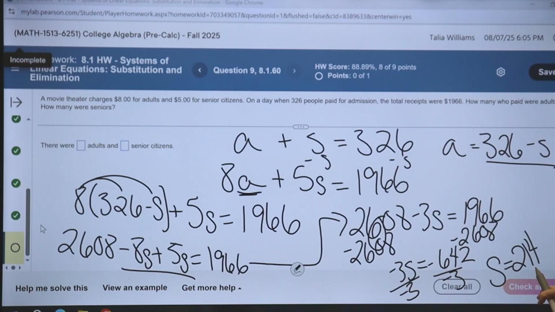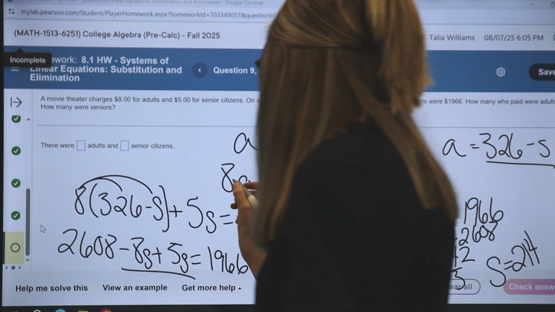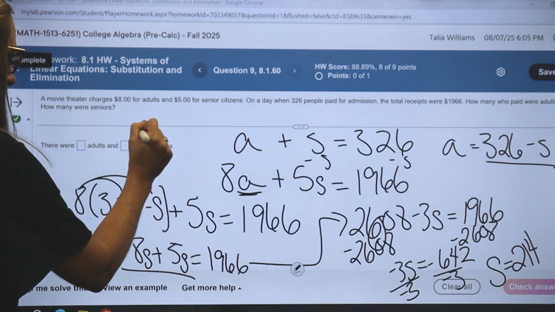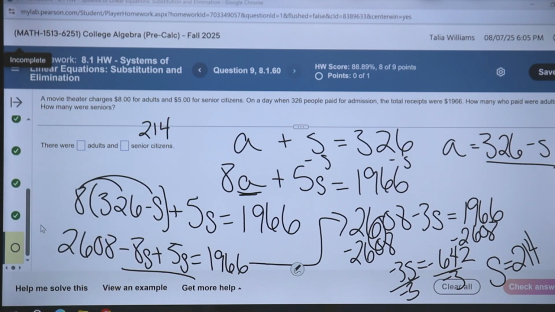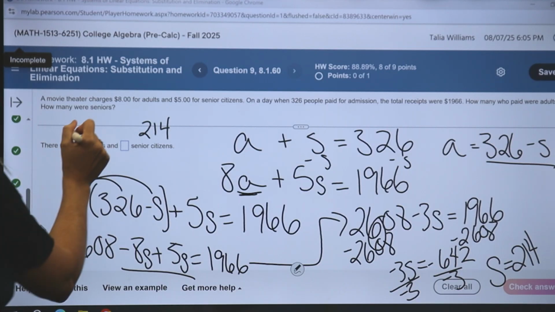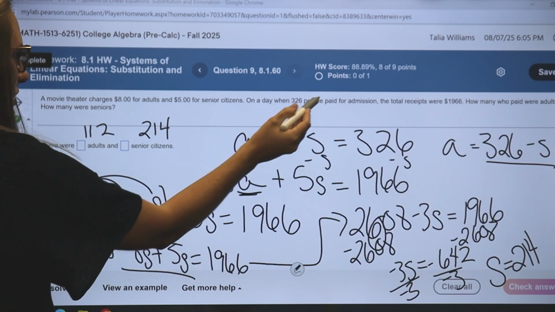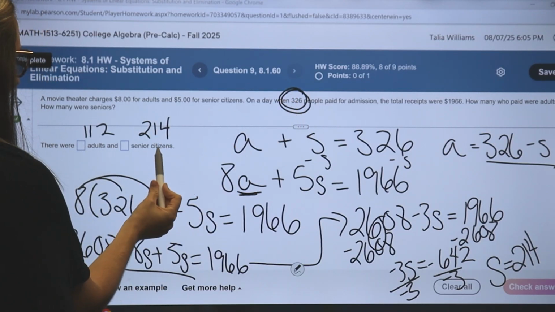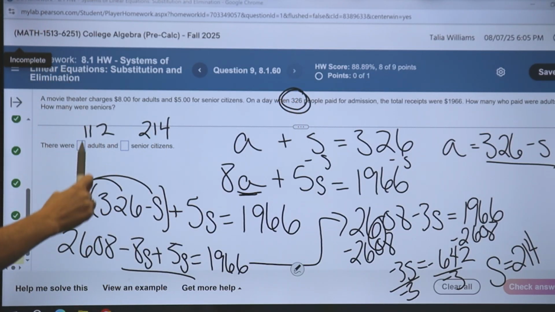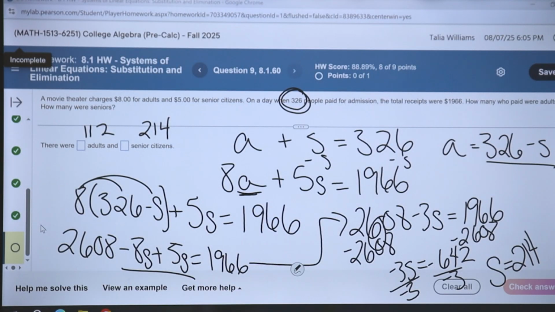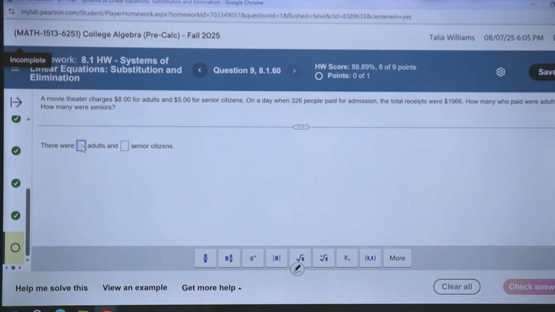We're going to take this 214 though and subtract it from 326 to get our total amount of adults. So I'm going to write this right here so it's not lost. And then I'm going to do 326 subtract 214, and we're going to have 112 adults because we had a total of this many people. So when we found our seniors, we just needed to subtract it to find our adults. I'm sorry that got so jumbled.